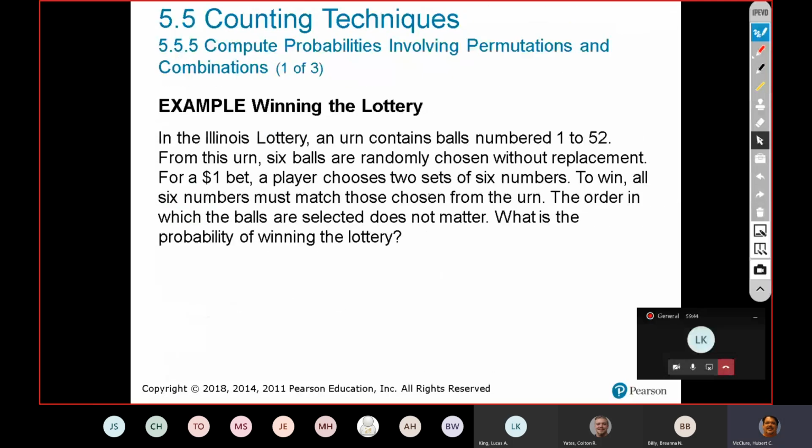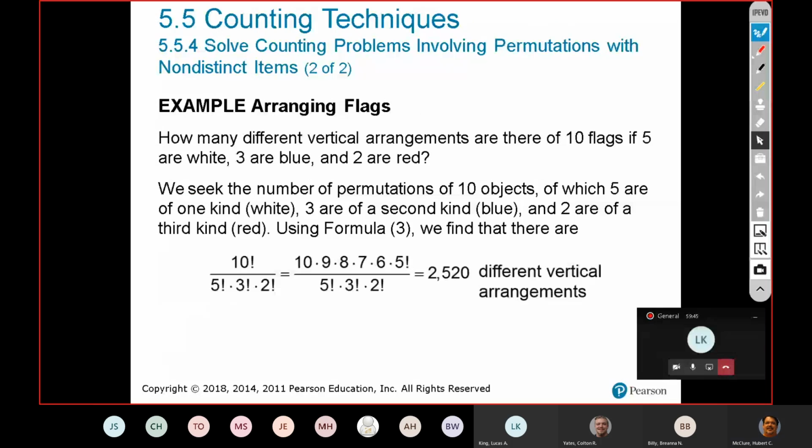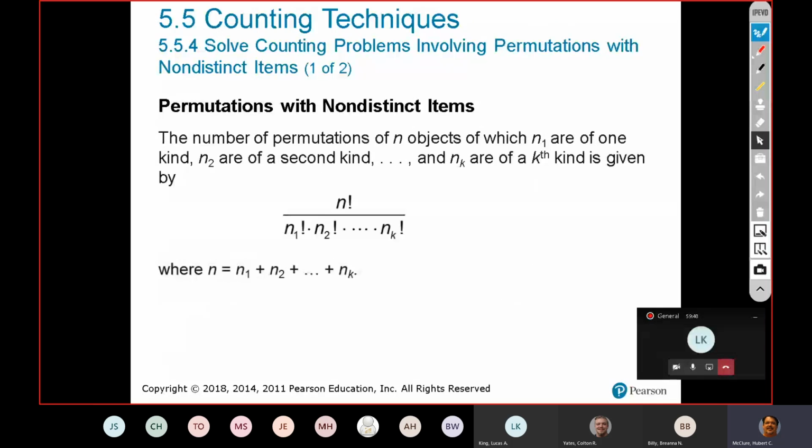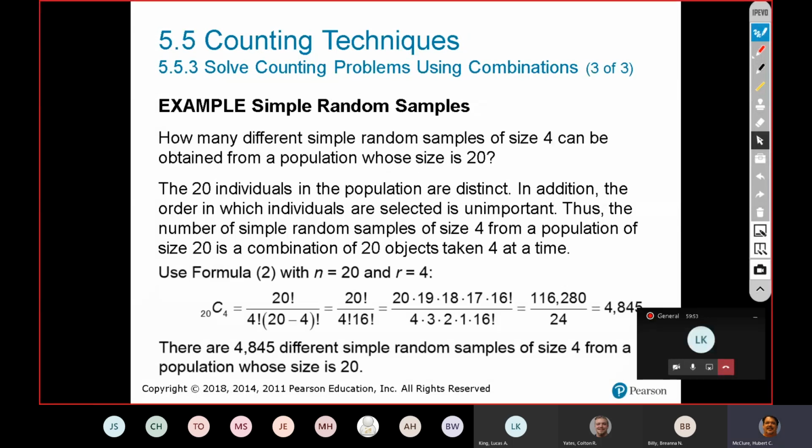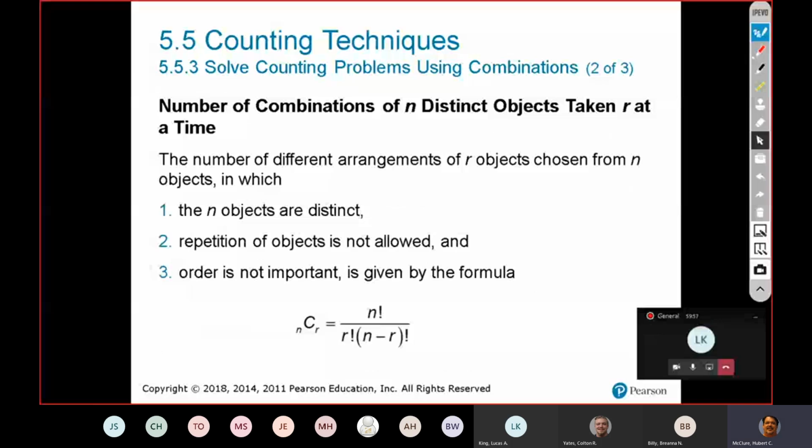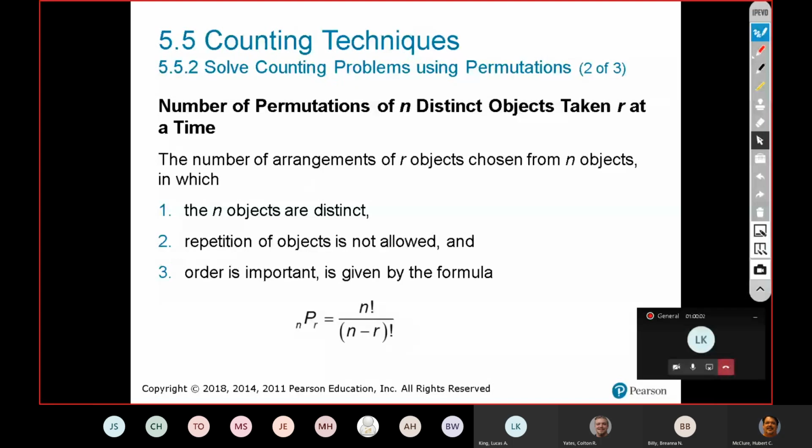Winning the lottery, flags. I even gave you an extra couple. The permutations, that's with the flags. That's the combination. Trifecta, that's a permutation. And factorials. Oh my gosh. Guess what that means?